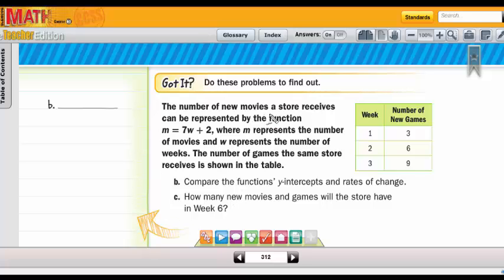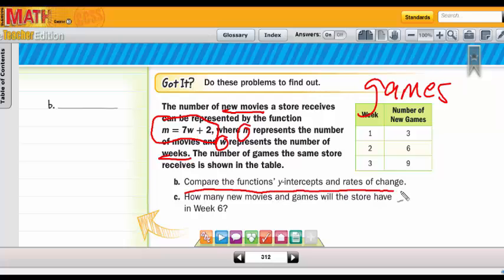The number of new movies a store receives can be represented by the function m equals 7w plus 2, where m is the number of movies and w represents the number of weeks. So 7 times the weeks plus 2 will give us the number of movies. The number of games the store receives is shown in the table. So this over here is games. And they ask us to compare the functions' y-intercepts and rates of change.